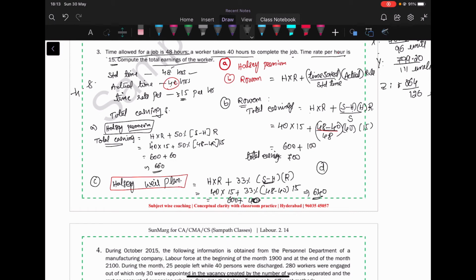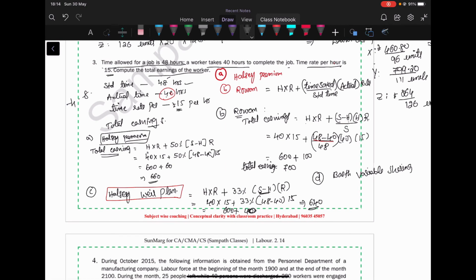And the next one is the Barth variable sharing plan. Sometimes, if the same question is given in the examination, it will be asked for 8 marks. Each method carries 2 marks.